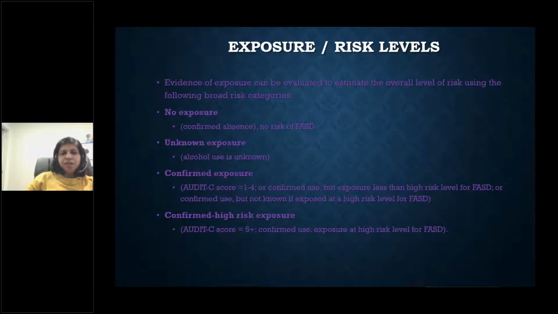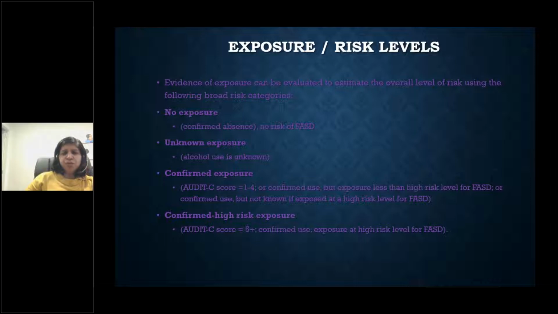Now, in terms of the evidence of exposure, it can be evaluated and categorized into 4 different categories. So, no exposure, it means that if there is no exposure, then there can be no risk of FASD. If there is unknown exposure, for example, if the patient comes to you from a residential placement or a group home and the antenatal events can't be confirmed, but you are suspecting it, then it is an unknown exposure. Confirmed exposure is when you have confirmed the quantity of that, but the score is between 1 to 4.